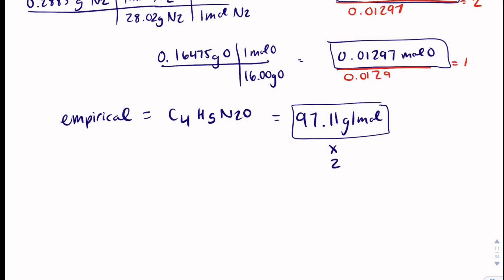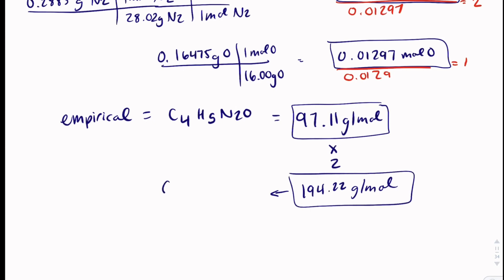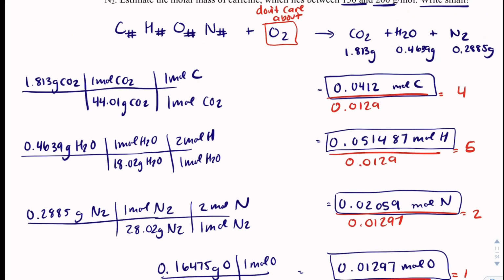When I do that, 97.11 times 2, I'm going to get 194.22, which means, and that would be the answer because that's all that they asked for, that caffeine has a molecular formula of C8H10N4O.